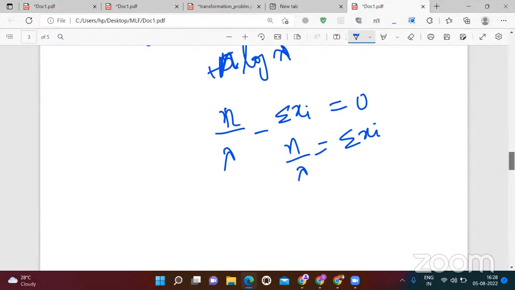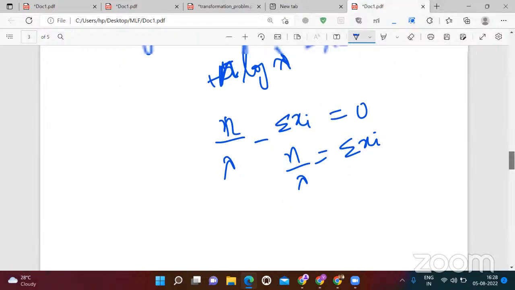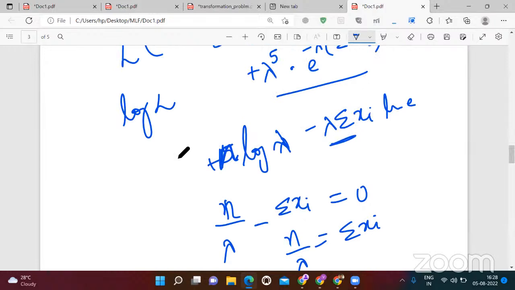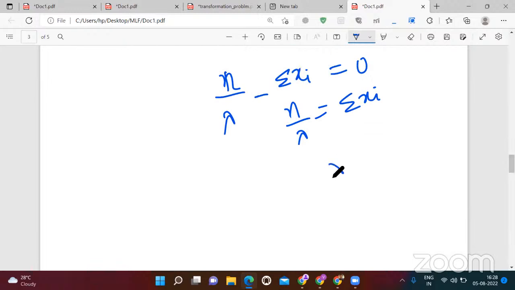No, there is one lambda, sir. No, I'm differentiating, that is differentiating. Oh, you are already okay. So the lambda will be what? N upon summation of xi.